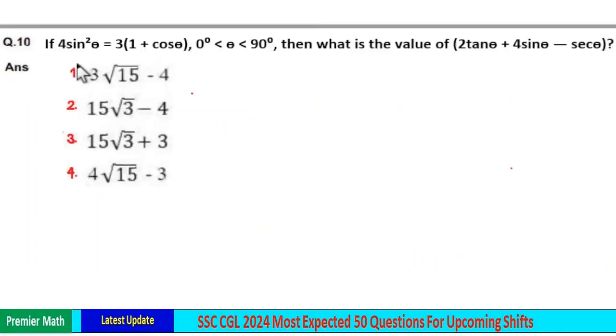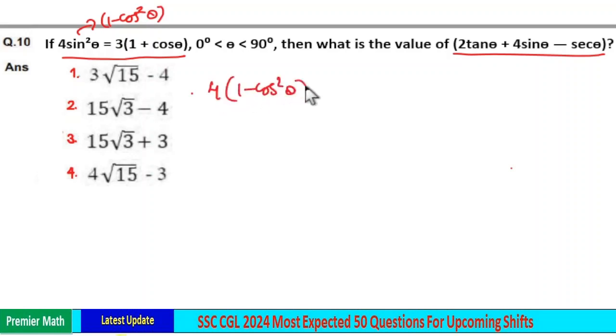Option 1 is the answer. If 4 sin square theta is equal to 3 into 1 plus cos theta, then what is the value of 2 tan theta plus 4 sin theta minus sec theta? Here, sin square theta is equal to 1 minus cos square theta. Then this term will become 4 into 1 minus cos square theta is equal to 3 into 1 plus cos theta.